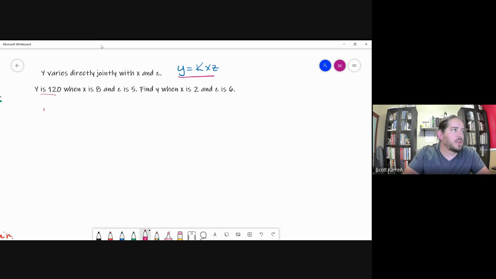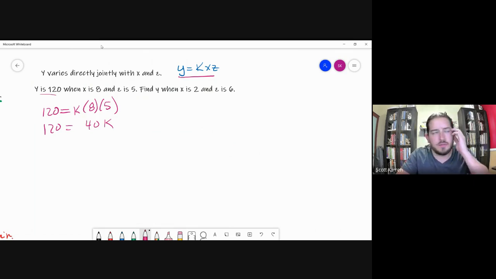The y is 120 when x is 8 and z is 5. So 8 times 5 is 40, so I get 120 is 40k. I'm going to write it this way with the 40 in front, just because that's habit. And then if I divide each side by 40, I can solve for k. And so I get k is 3.